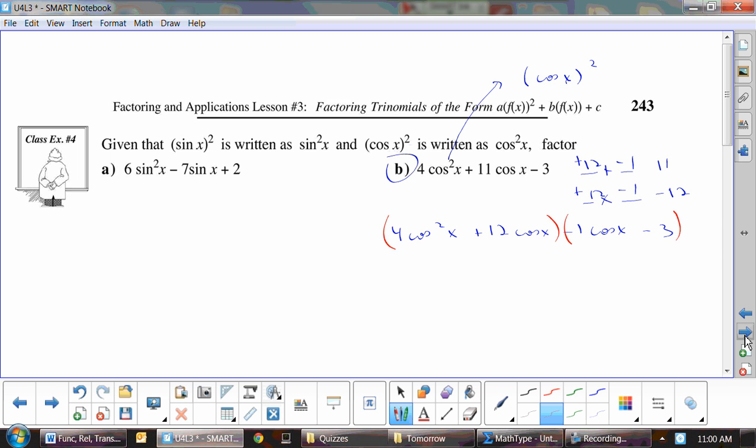I get that. Okay, so what can I take out of the first set? Can I take out 4 cos x, leaving me with cos x plus 3. In the second set, negative 1, right? Cos x plus 3. It's always a good feeling, eh, when you get those two brackets looking the same. Must have done something right. And 4 cos x minus 1.